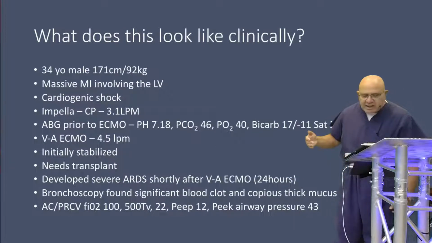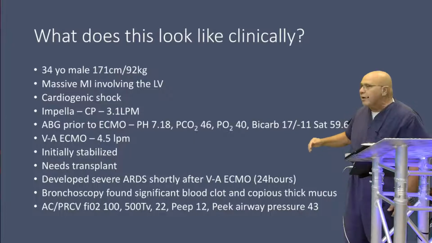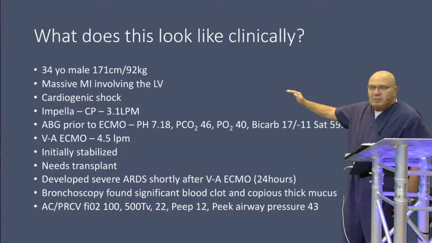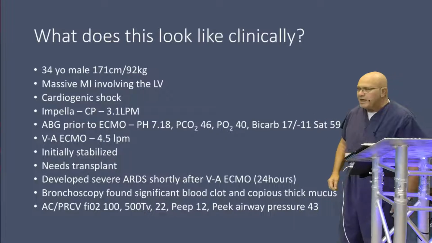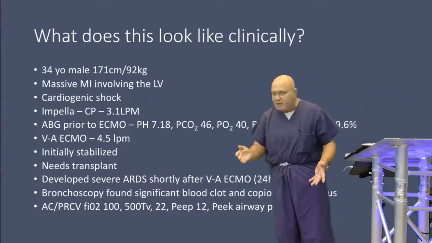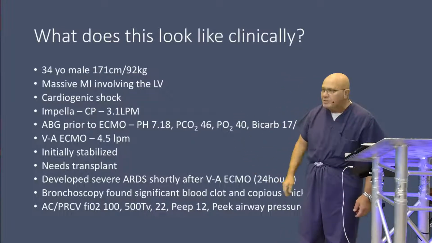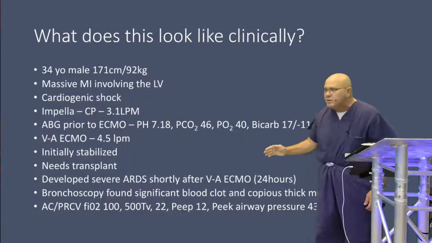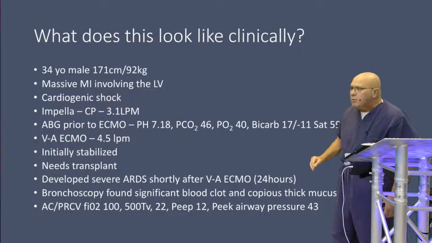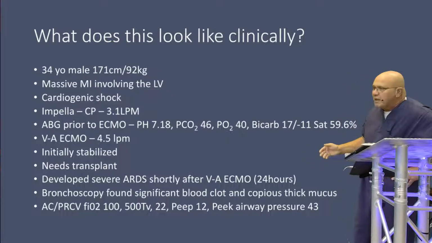So what does this look like clinically? We're going to go ahead and start the scenario now. This is a 34-year-old male, 171 centimeters, 92 kilos, who had a massive MI involving the LV, cardiogenic shock, and had an Impella CP put in at a flow of 3.1 liters. ABG prior to ECMO with the Impella was 7.18, PCO2 46, PO2 40, bicarb 17, minus 11 on the base, and SAT was 59.6.